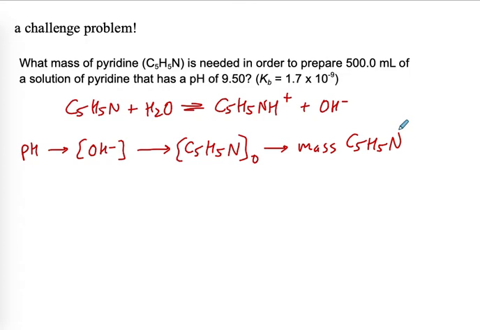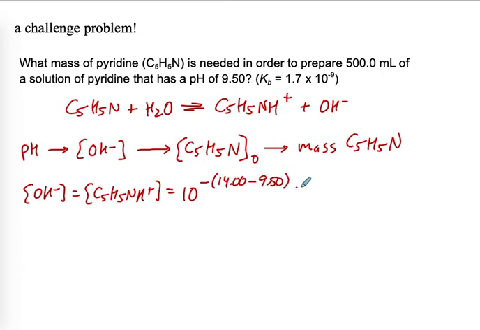Okay, so let's begin. So my hydroxide ion concentration equals the pyridinium ion concentration equals 10 to the 14.00 minus pH, 10 to the negative 14.00 minus 9.50 equals 3.2 times 10 to the negative fifth molar.